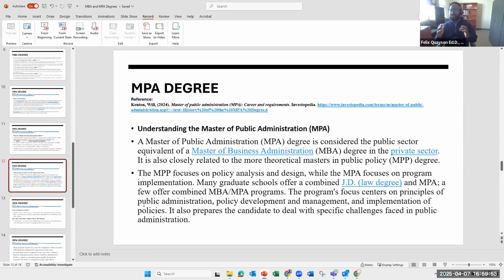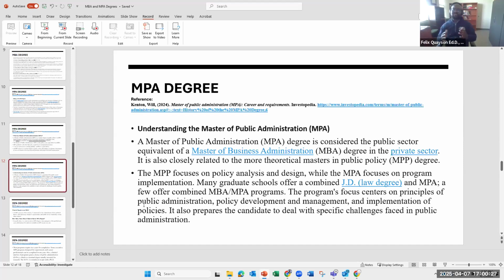So many graduate schools will offer a combined J.D., which is a Juris Doctorate, and it's also considered a law degree here in the U.S. In order for you to practice law, you need the J.D. degree, and you need to pass a state bar exam. So some schools have a joint or combined degree with J.D. and MPA, or J.D. and MPP degree, or MBA and MPA degree, or MBA and MPP degree.